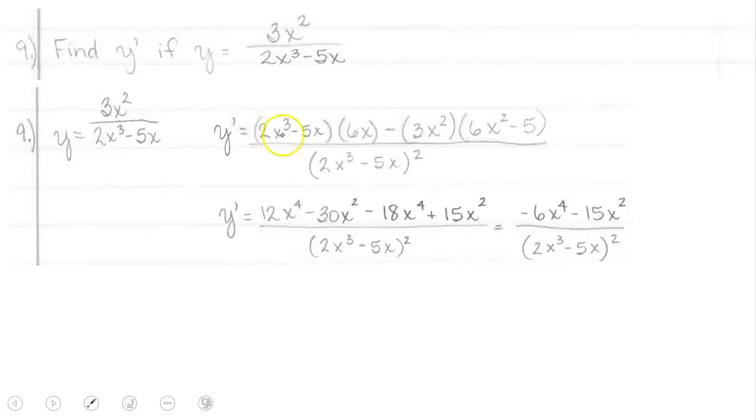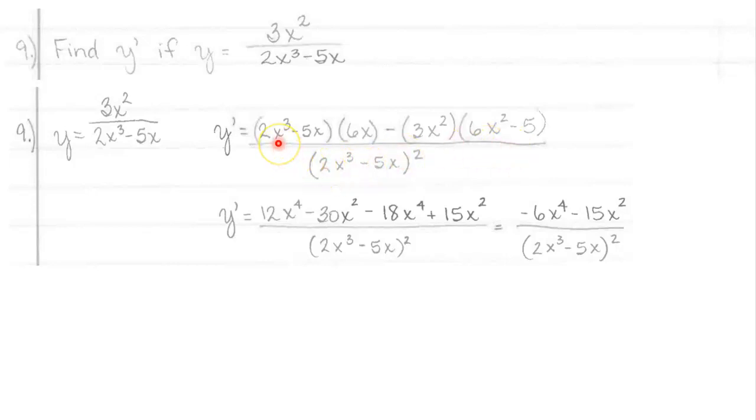I'm going to have to do denominator times derivative of numerator minus numerator times derivative of denominator all over denominator squared. So denominator times derivative of numerator, 3x squared, would be 6x, minus numerator times derivative of denominator, 3 times 2 would be 6x squared minus 5. And then again, denominator squared.